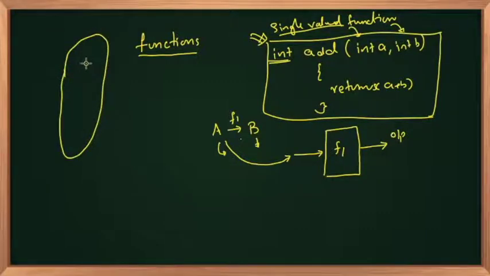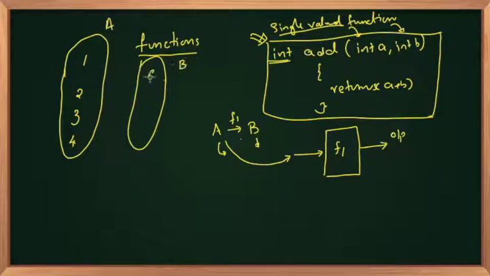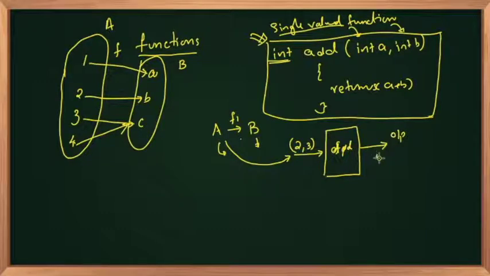Let's assume you have a function. 1 2 3 4, and let's assume this is the set A and this is the set B, and you have here A, B, C, and we have a mapping. This is a function. One thing you should note: if this function is the add function and I give 2, 3, I will always get the answer 5. So for an input, the output mapping is unique. It will not be mapped to multiple outputs. The output will always be a unique value.